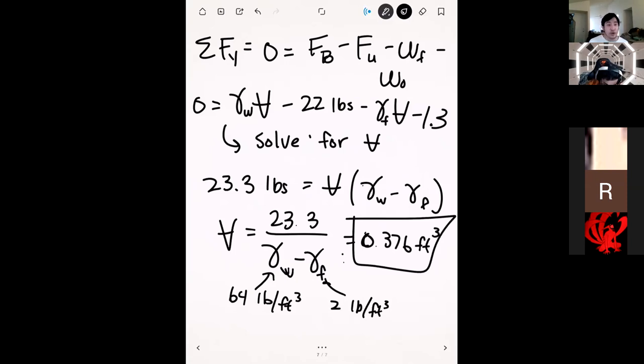And so when you're designing your life jacket, you know that the volume the foam has to take up is at least 0.376 feet cubed, okay? And if you have that volume of foam, then your life jacket will be able to support a very small child, basically.